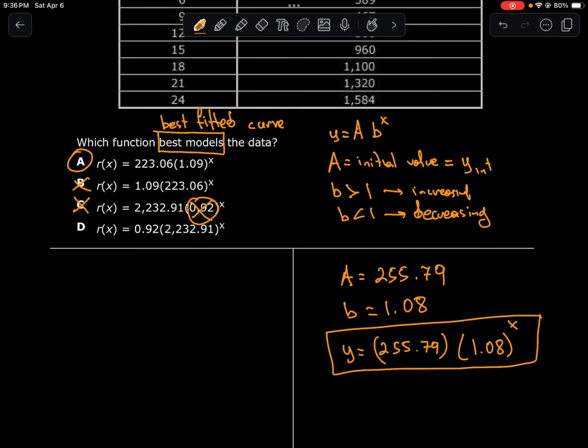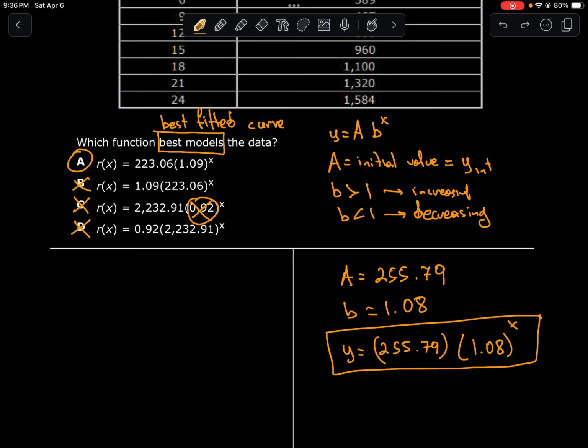The other one I have already excluded because it's 0.92, which is less than 1, but also I see the initial value is 2000, it's way off. And the last one, again, it's way off. 0.92 is really smaller than 255, and 2000 for the base is really much bigger than this one.